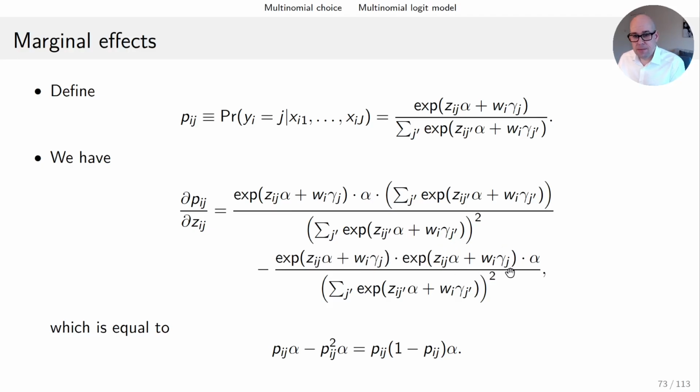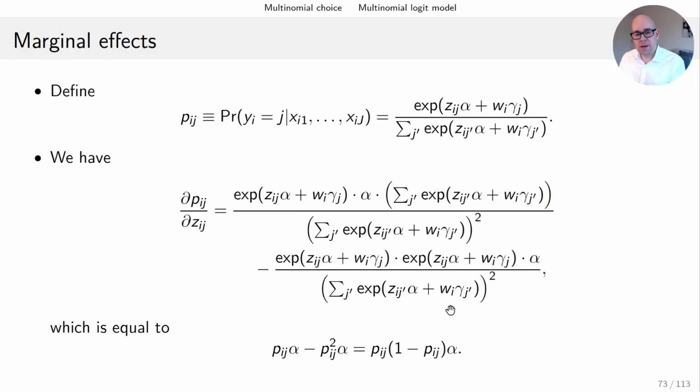So that's just the outer derivative here. That's the exponential function evaluated at Zij, so here j prime is equal to j, alpha plus Wi gamma j. And then again the inner derivative. So when j prime is equal to j, that's the derivative of Zij alpha plus Wi gamma j with respect to Zij. So that's again just alpha, and here I have the denominator squared again.